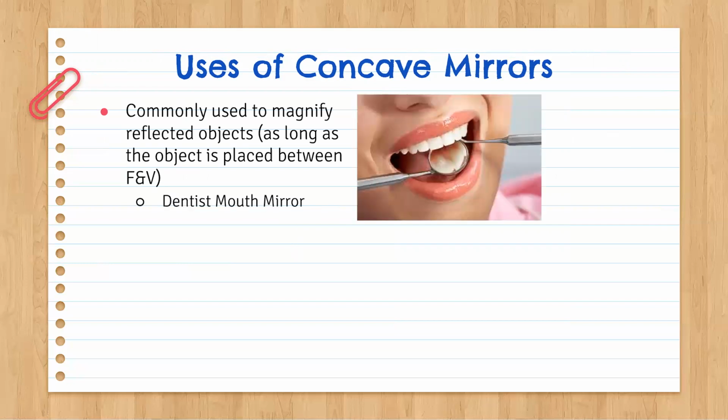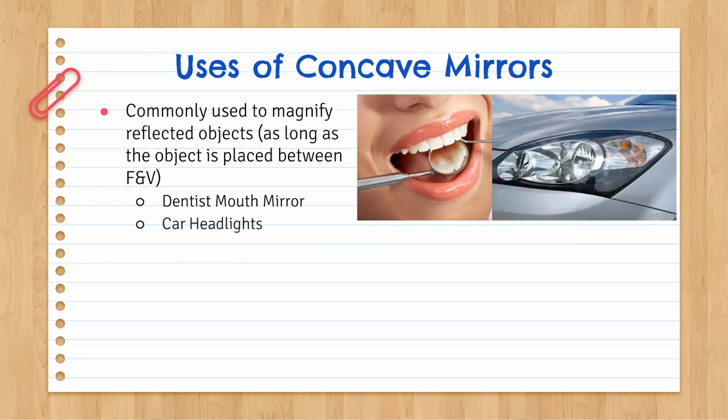Dentist mouth mirrors use concave mirrors for magnification, while the car headlights use concave mirrors to redirect light outwards or towards where the car is going.